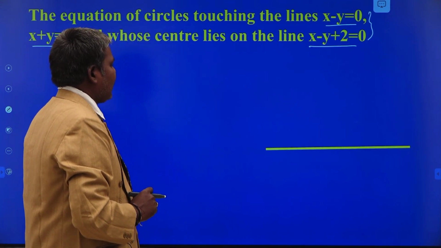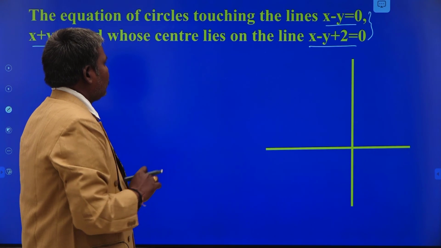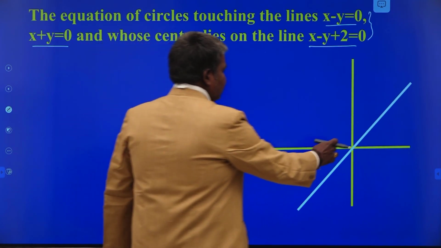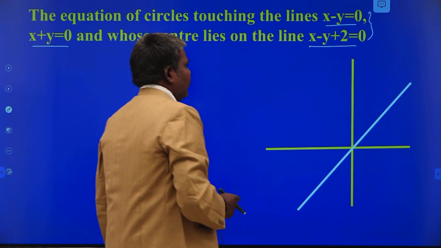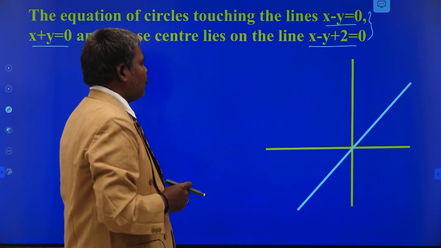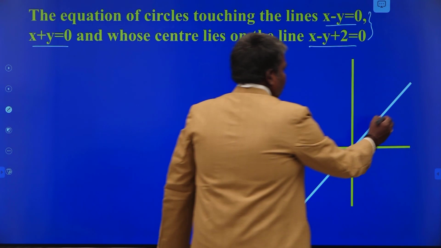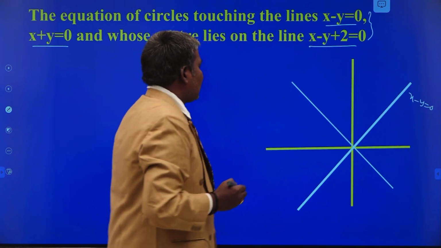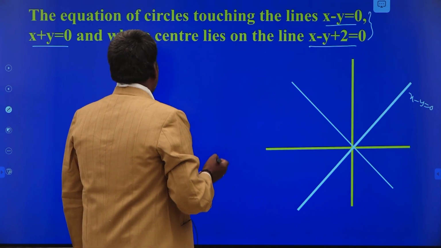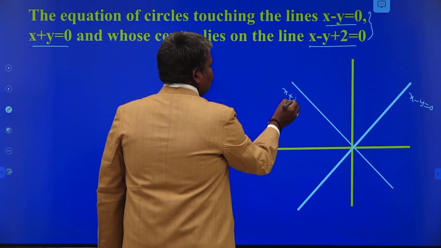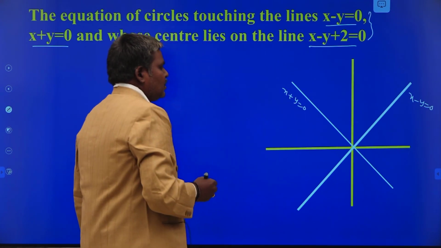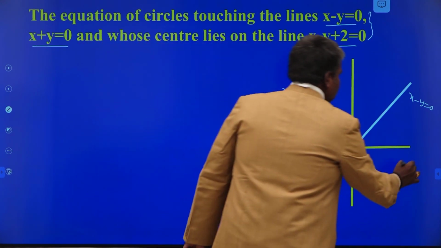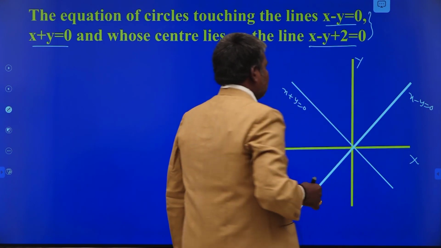These are the coordinate axes. Now, this is the line that makes equal angles, 45 degrees, 45 degrees. So, it is x minus y equal to 0. This is x minus y equal to 0. And this is the other line, x plus y equal to 0, which makes 135 degrees with the positive direction of the x axis. These are the two angular bisectors of the coordinate axes. This is your x axis, this is your y axis.